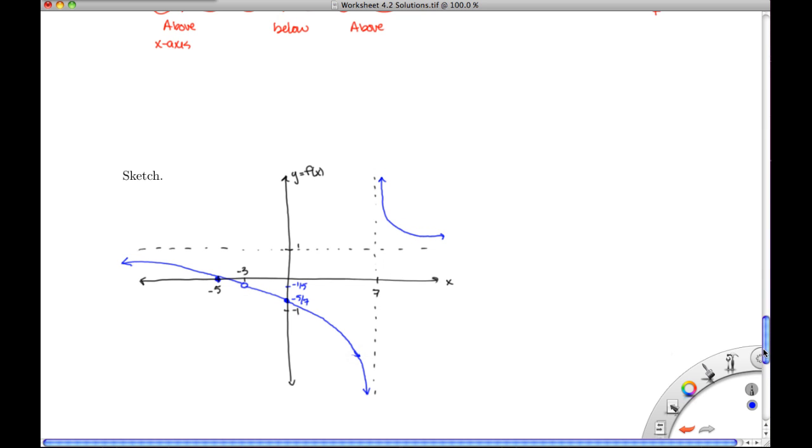Okay, so that's going to do it for this one. Lots of good stuff. Can be a little bit time consuming, but the good thing to know is that there is a process in sketching these.